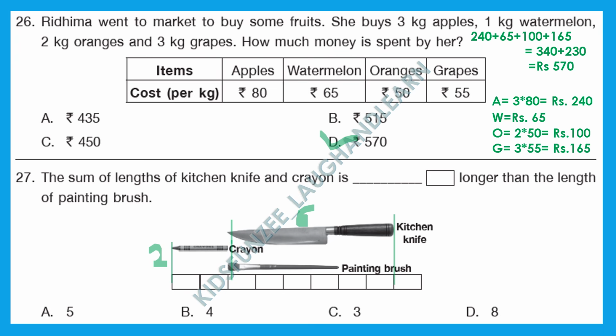Let's see the painting brush length. It is from here till here, which is 1, 2, 3, 4. Right? So 8 minus 4 is equal to 4. The right option is option B. The sum of lengths of kitchen knife and crayon is 4 rectangles longer than the length of painting brush.